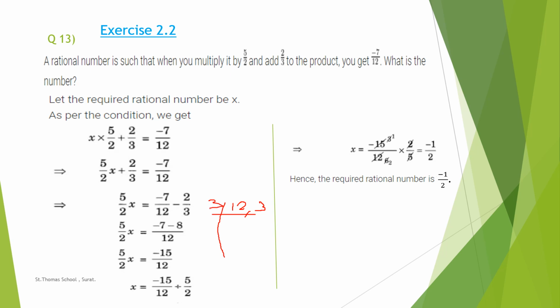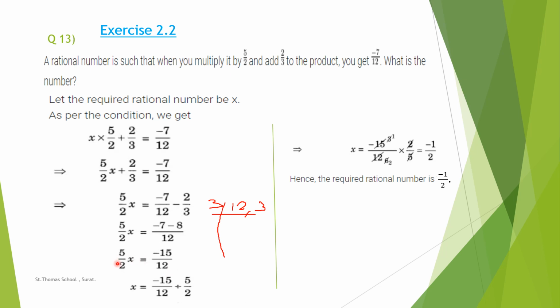Now the LCM of 12 and 3 we got is 12. So 5 by 2x is equal to minus 7 by 12 minus, 3 fours are 12, so multiply 4 in the numerator, 2 fours are 8. That is minus 7 minus 8 divided by 12. Clear? Now write 5 by 2x is equal to, both are negative numbers, so we can add. So minus 7 minus 8, that is minus 15 upon 12.